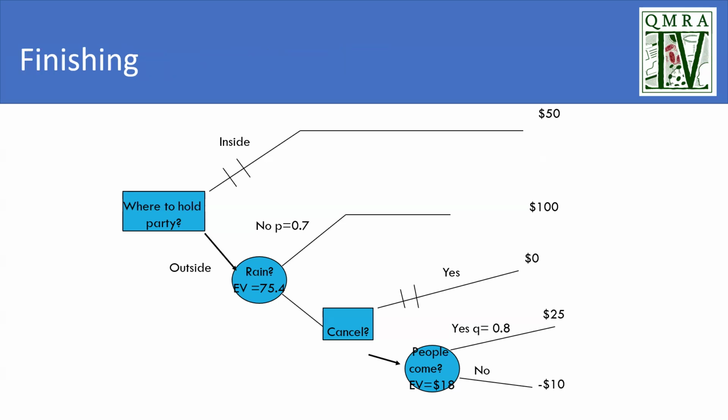So now we can make a decision at our next decision node, where to hold the party. If we hold the party outside, our expected value for that outcome is $75.4. If we hold the party inside, our outcome is simply $50. So we're going to choose to hold our party outside and cancel out the option to hold it inside. This is one simple example of how we can use decision trees to do a cost-benefit analysis. I will continue in the next video with the second use of decision trees in QMRA.